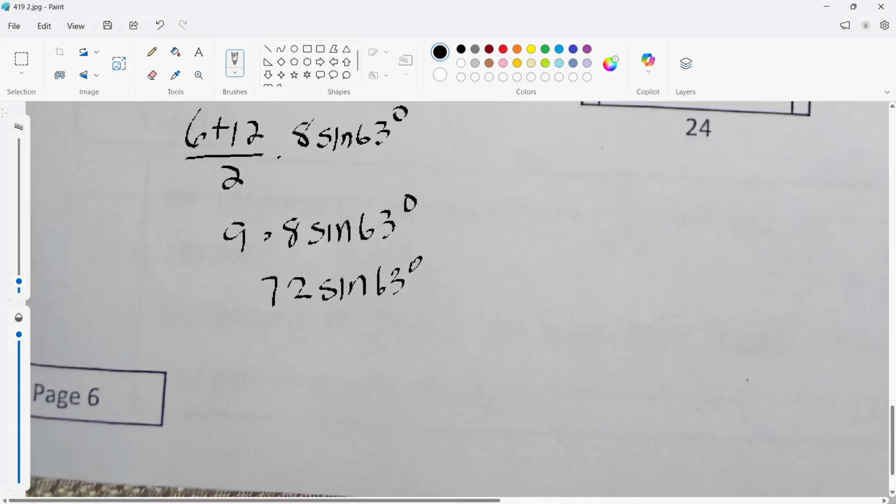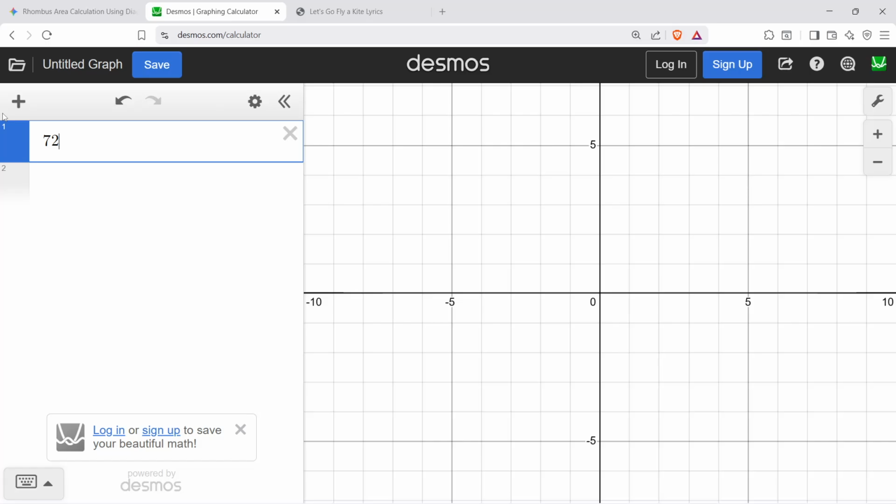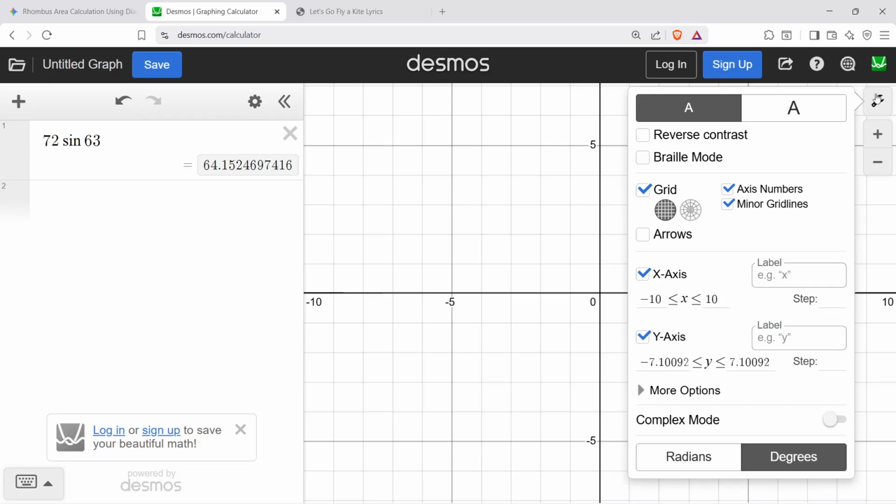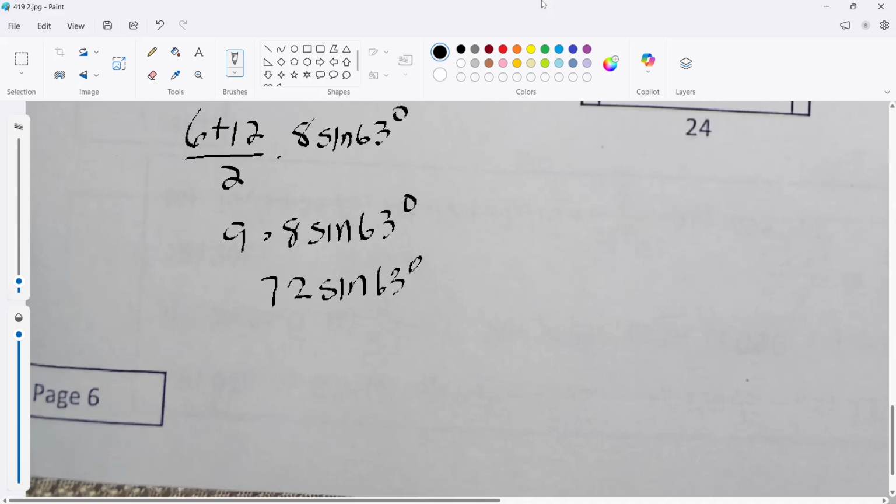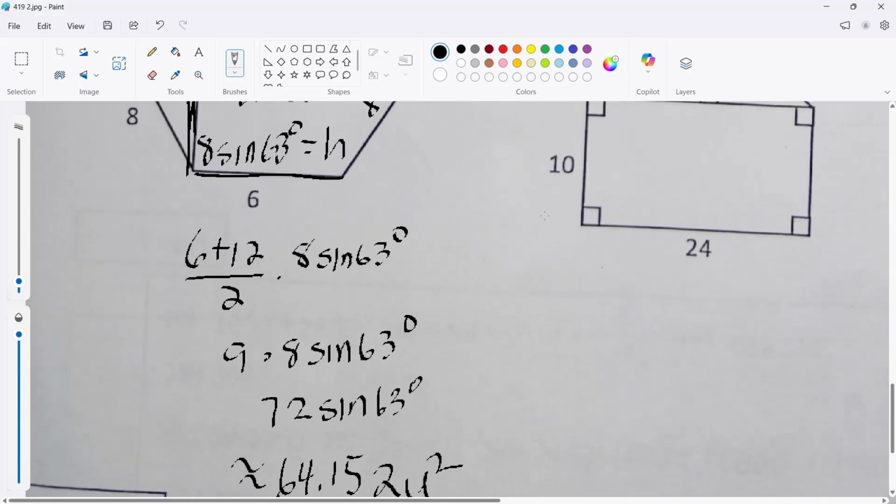And I've got 72 sine 63. Make sure I'm in degree mode. I am. 64 point, it said round to nearest thousandths, so 64.15, and I forgot what the last digit is, 2 square units. So I've got that one.